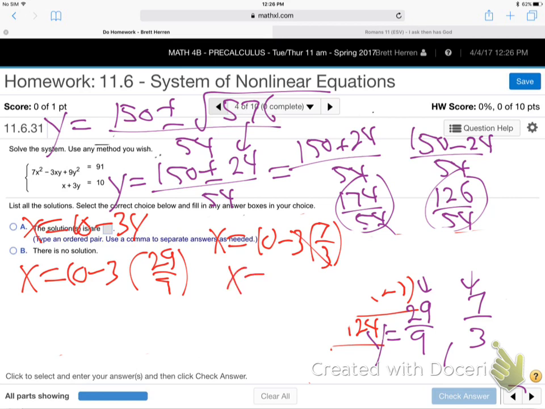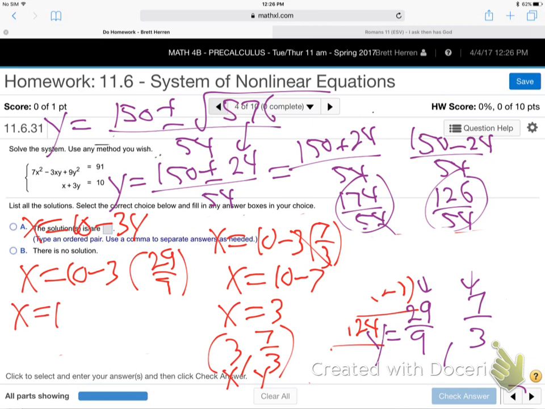I'll do that one. That one's easy. The 3's cancel. 10 minus 7, x is 3. So that answer is 3 comma 7/3. That's the x that goes with the y 7/3. The other one is not so user-friendly. It's 10 minus 3 over 1, right? When you have a whole number multiplying a fraction, it goes to the top. 3 times 29 is 87 ninths. You can just type it into your graphing calculator and change the fractions. It'll give you the answer.